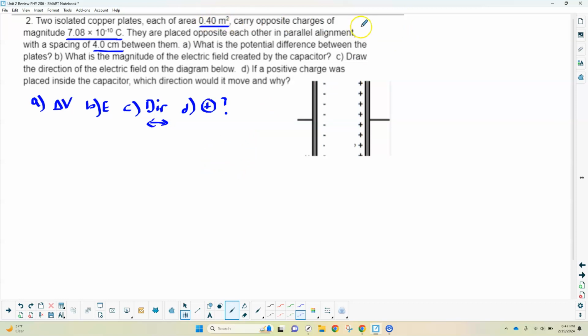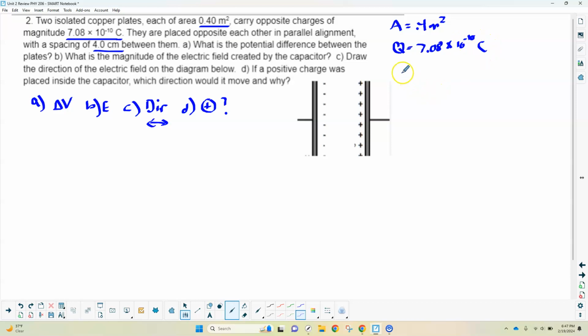The area is 0.4 meters squared. For the second part, we know the charge, so that's Q. The charge on the plates, it doesn't matter if you write it as positive or negative, one plate is positive, one plate is negative, is 7.08 times 10 to the negative 10th coulombs.